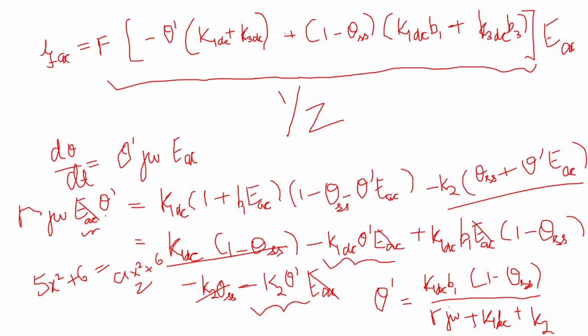We are equating the coefficients of EAC and trying to find the value of theta dash. If LHS should equal RHS, there shouldn't be any constants. Here you only have a term with EAC, so there is no 6 here, and on the other side I shouldn't have anything either; only then can I say both are equal. So we equate only those terms which have EAC on either side, and the constants should be equal to 0. Once we equate, theta dash will be K1 dc into B1 into (1 minus theta ss) by gamma j omega plus K1 dc plus K2.